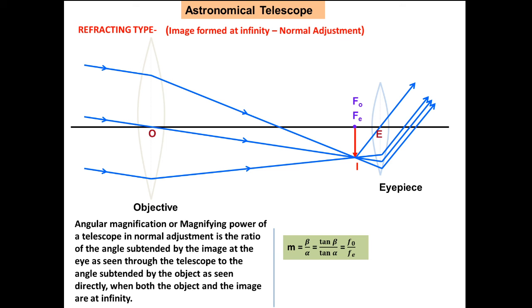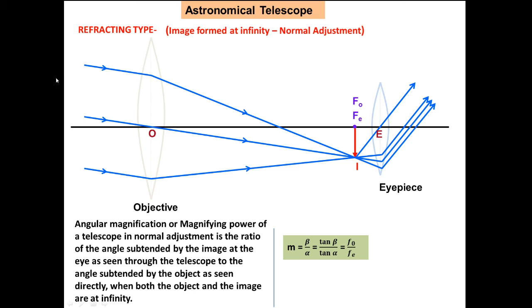Now the astronomical telescope. The astronomical telescope is of two types, refracting type and reflecting type. In the refracting type, two convex lenses of suitable focal length are used. The lens which is near the object, facing the object, is the objective; its focal length is more and its aperture is more. The lens near the eye is called the eyepiece or eye lens.